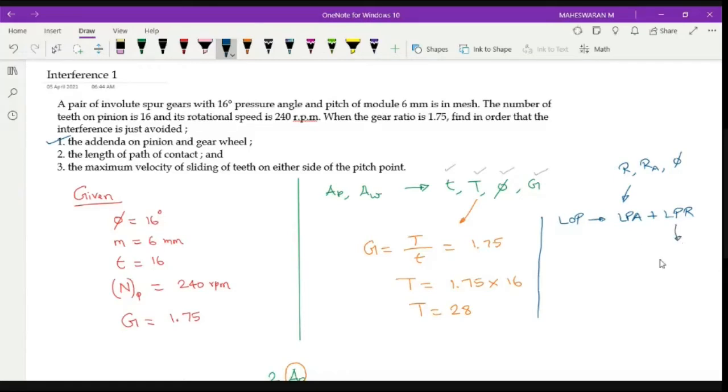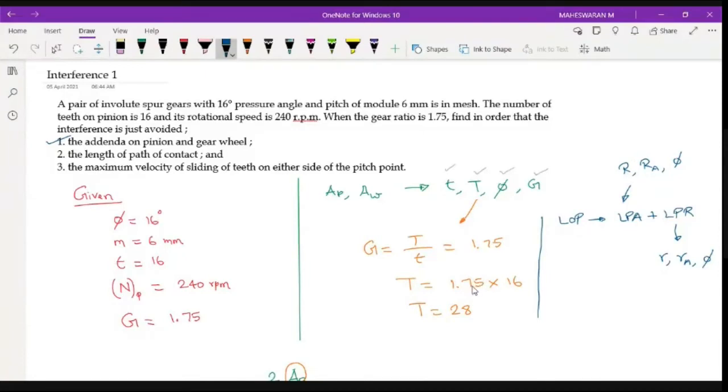Similarly, for this, I think this is small r, small RA, and phi. So the problem here is to identify what is capital R, what is small r, what is capital RA, what is small RA, and phi is already known, which is 16 degrees. So based on the formula, you have to identify these things. If you identify that, we can solve the problem. Okay, we will proceed. First, I have to identify R.